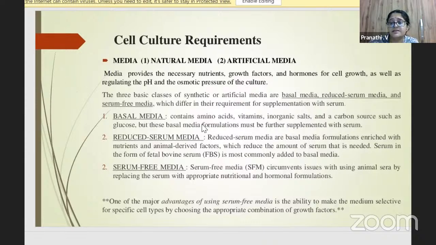Requirements, again, different kinds of media are present: basal and reduced serum media, serum-free media, all of which are used according to whatever requirements you have. So what do the media provide you with? The necessary nutrients, growth factors, and hormones that are necessary for the cell to grow properly, and then you have to maintain the proper pH and also the pressure that is present. If you're giving serum, it is given along with the basal media, and what is added is usually fetal bovine serum, calf serum, or bovine serum. Otherwise, you can use serum-free media. So you have appropriate nutrients and hormones that are given to the particular organism based on the known media. You know all the factors that are being given.